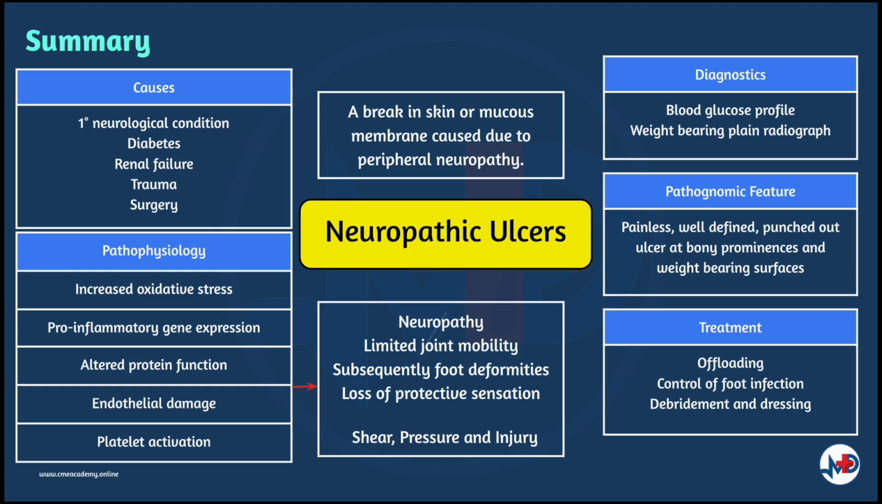Neuropathic ulcer is a break in the skin or mucous membrane with loss of surface tissue due to peripheral neuropathy. Diabetes is one of the major causes of peripheral neuropathy, which eventually leads to neuropathic ulcer. Clinical manifestations of neuropathic ulcers include painless, well-defined punched-out ulcer at the bony prominences and weight-bearing surfaces. Investigations of neuropathic ulcer include blood glucose profiling and weight-bearing plain radiograph to detect the foot deformity. The mainstay of treatment includes offloading, controlling of the foot infection, wound debridement, and dressing as part of source control.